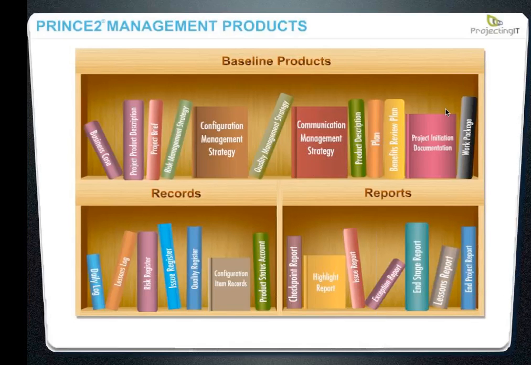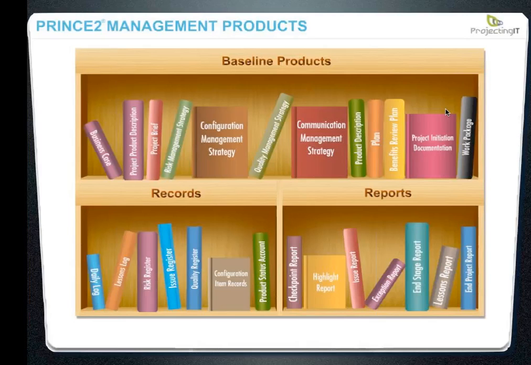Here is a quick look at all the project management products once again. In this one, I have categorized them in three ways. Baseline products, which are usually your plans that say how the project work will be done. You prepare baselines during planning, which is called initiation in Prince2.